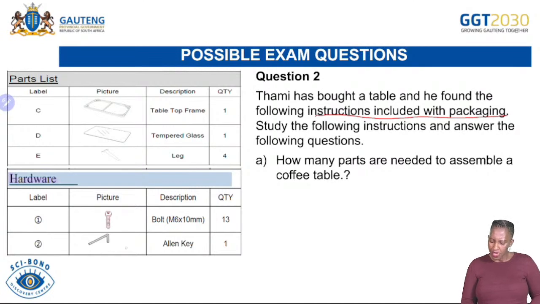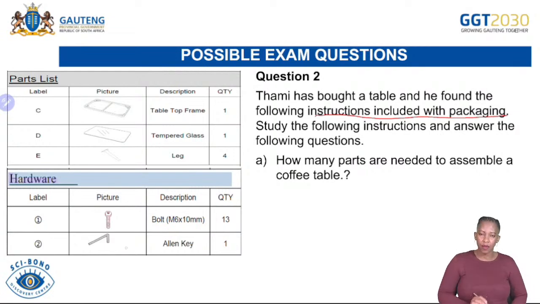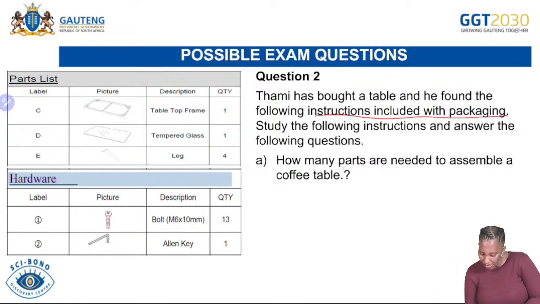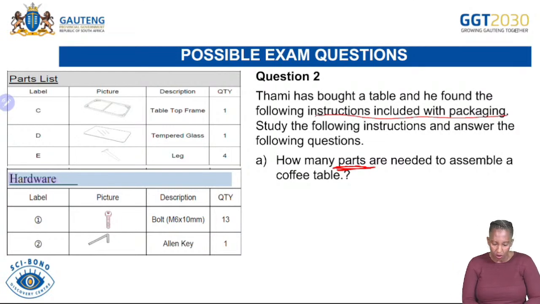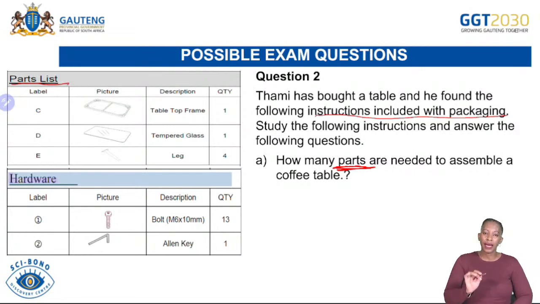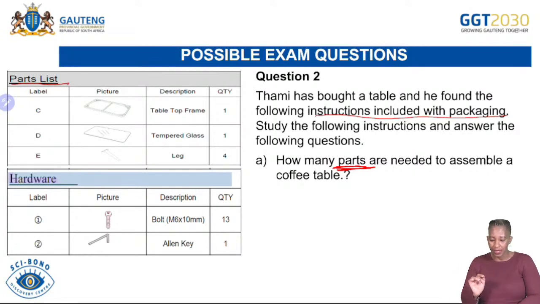Now it says, how many parts are needed to assemble a coffee table? The question says, how many parts are needed to assemble a coffee table? And looking at this instruction, we've got what? Part list. We are given the part list. Now from our part list, it says how many parts. Now let's have a look. We have a quantity here. It says picture A, the description. Remember, it's the label A, the picture, the description, and the quantity.